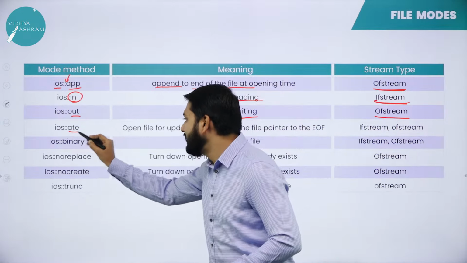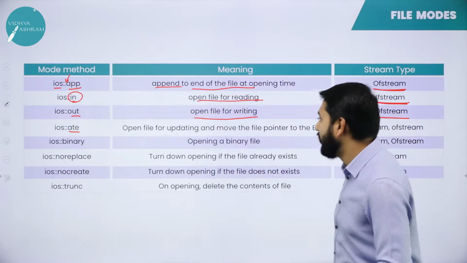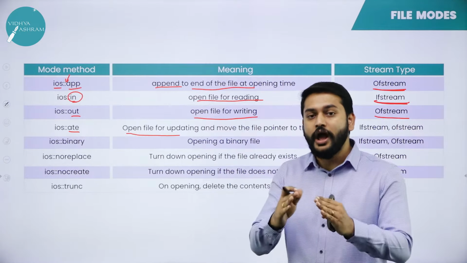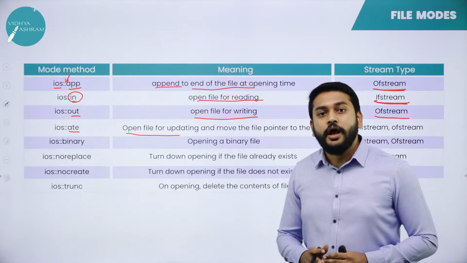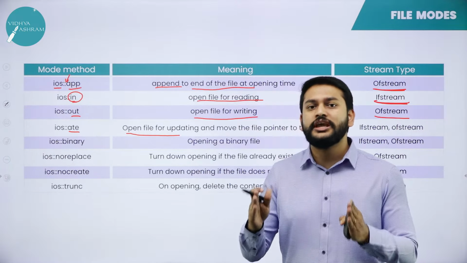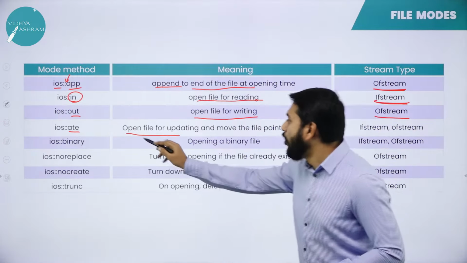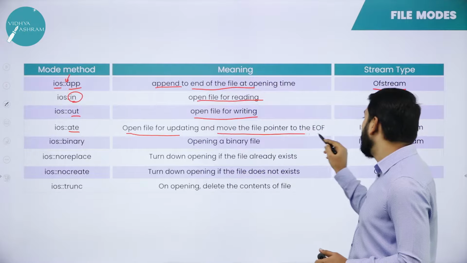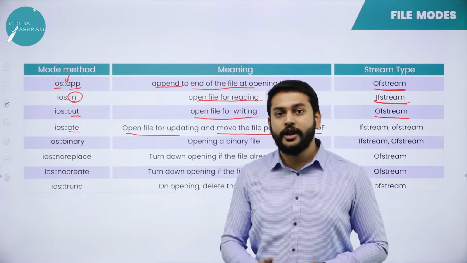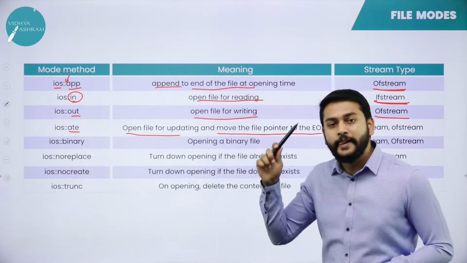What is the next method that I have? Please observe, ATE. Open file for updating. You're trying to open the file for updating. Updating in the sense that already you have some content and you have to change something there. That is what I call updating. So open file for updating and move the file pointer to the end of the file. After making some corrections, after updating that file, make sure that the file pointer will come to the end of the file.